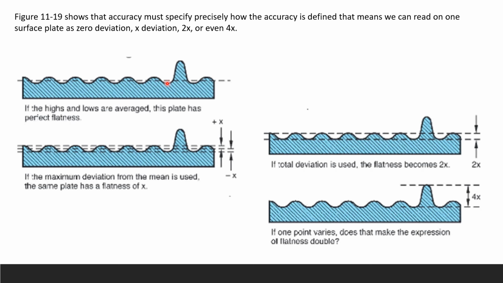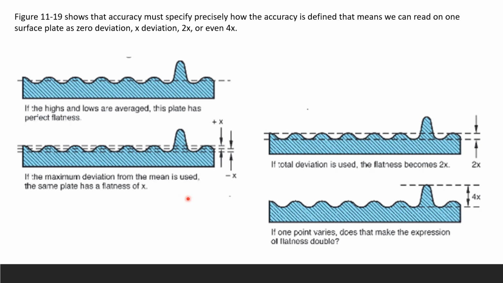Here you can see a lot of dents. Anyway, these are exaggerated surfaces. So if the highs and lows right there are averaged, this plate has perfect flatness. Here again, you have your high and then your low, and here is one so high right up there. You always have a mean, if you have some sort of data.